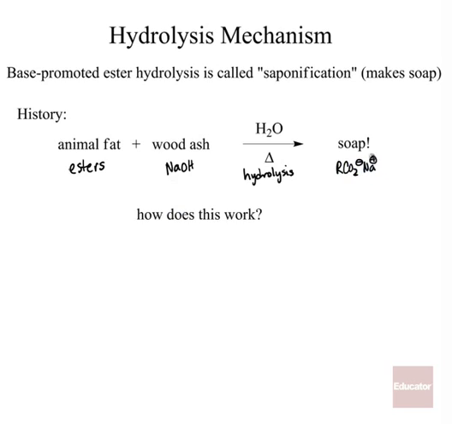You get the carboxylate salt. Now, how does a carboxylate salt act as a soap, and what do the structures of these molecules look like? Let's take a look at that.